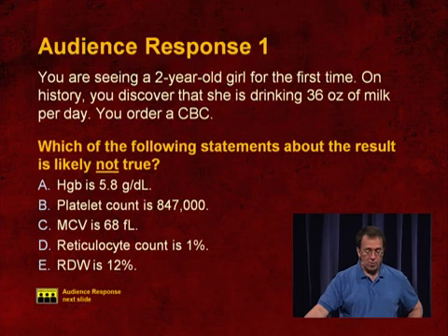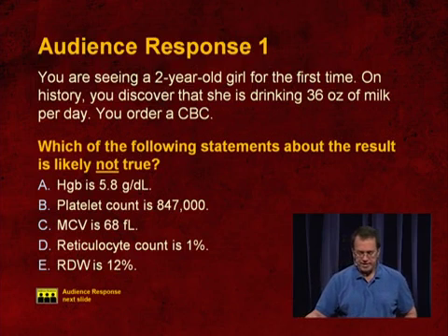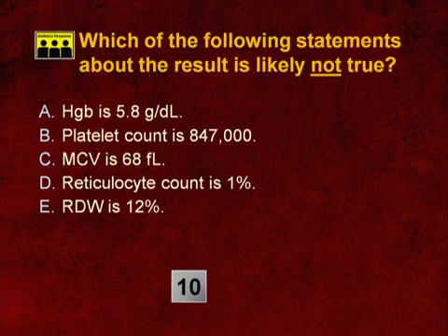They have a low hemoglobin. Okay, well, I already said it was an anemia, so you know that's going to be true. Their platelet count is big. Their MCV is something. Their reticulocyte count is something. And their RDW is something. So which of those is not going to be true? Okay?